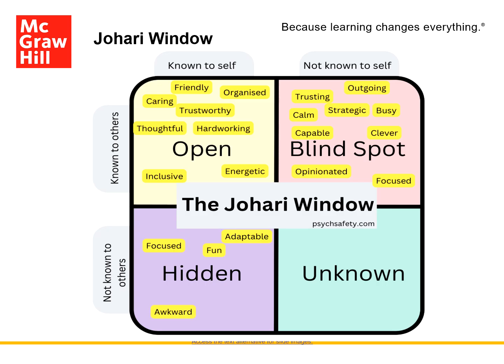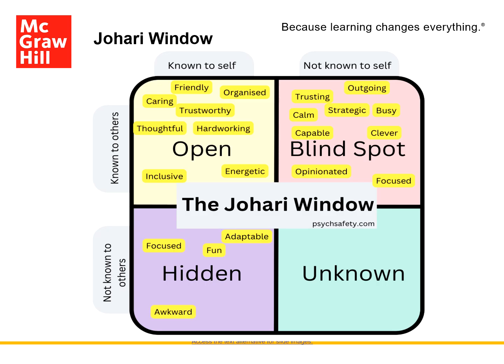Now the second quadrant is not known to self, but known to others. So there may be blind spots. You might think that you're an outgoing person, but your friends might consider you a closed person. It's kind of what we perceive ourselves to be. We're not necessarily who we are.